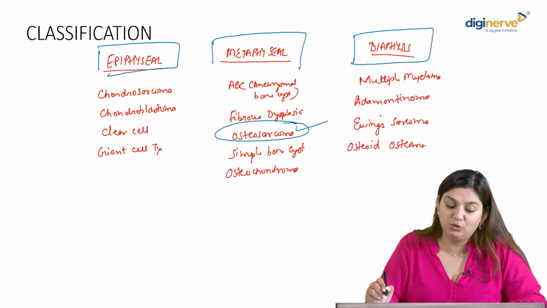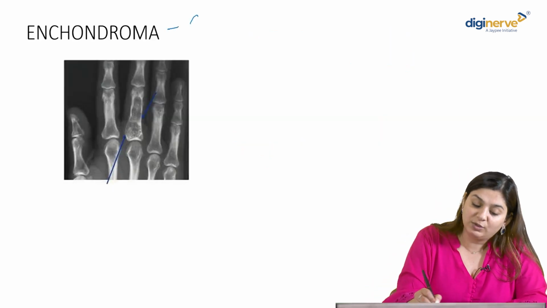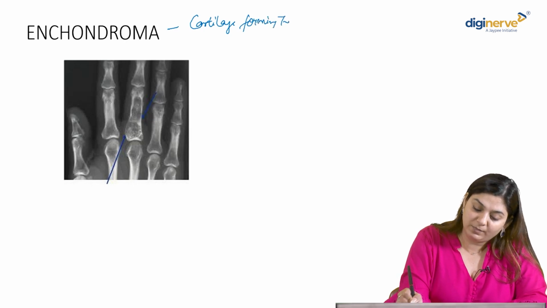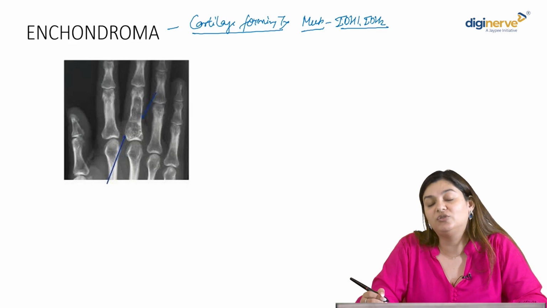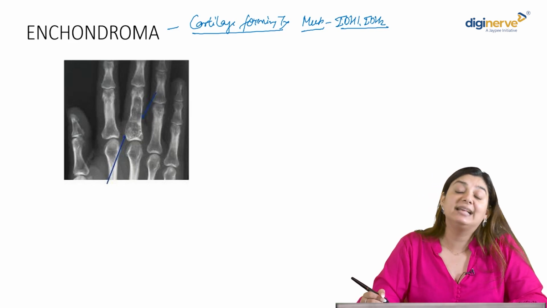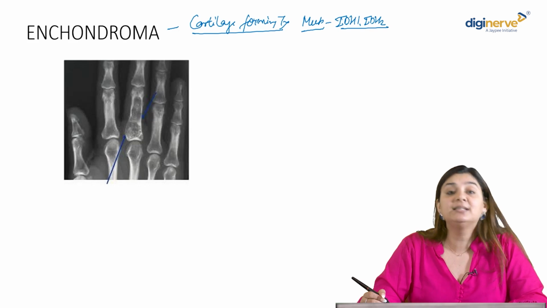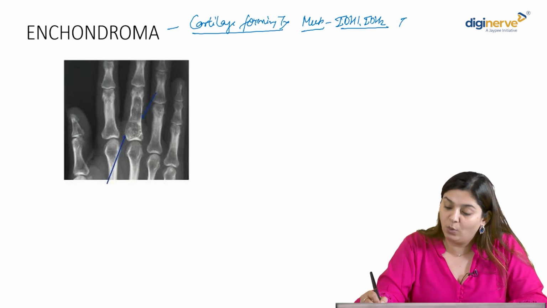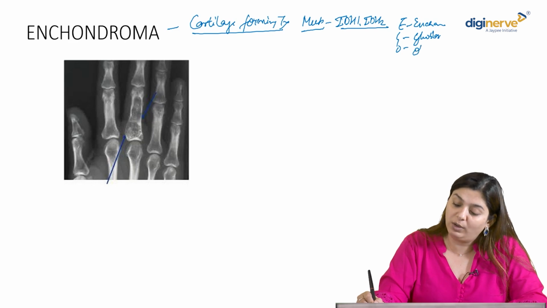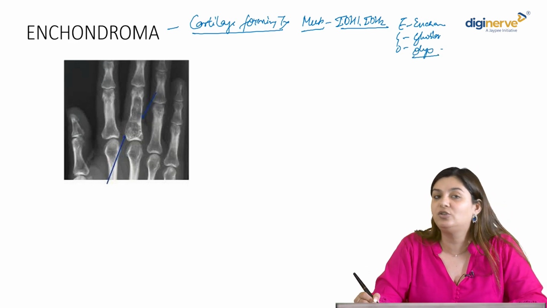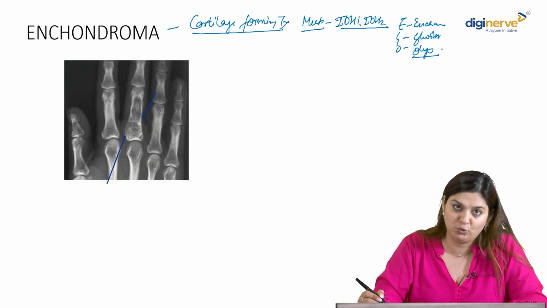So we have done osteosarcoma. Now we move to the next tumor, that is enchondroma. The first thing that you need to know is it is a cartilage forming tumor. The mutation present in it is IDH1 and IDH2, that is isocitrate dehydrogenase 1 and 2. As I've already discussed with you in CNS, there was a mnemonic called EGO, E-G-O, that is E for enchondroma, G for glioblastoma, and O for oligodendroglioma. All these three tumors also have IDH1 and IDH2 mutation.